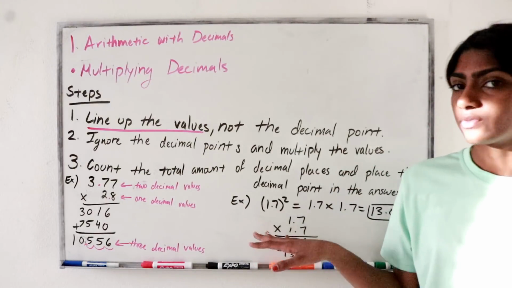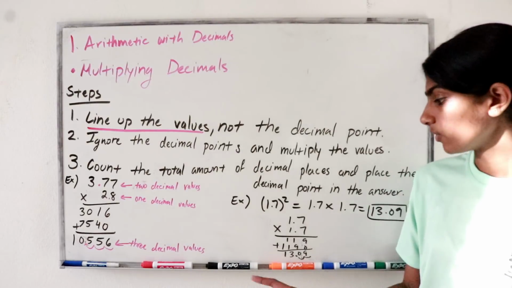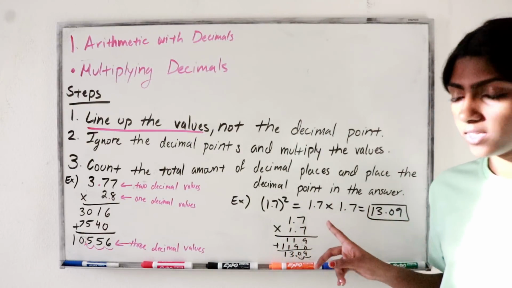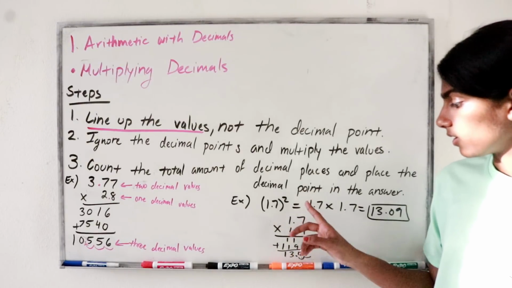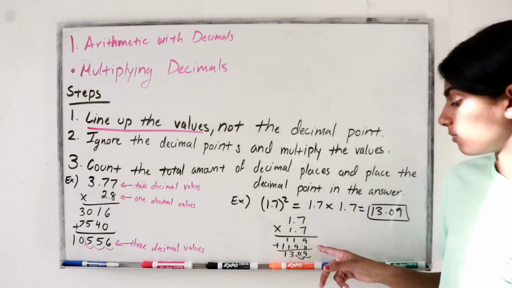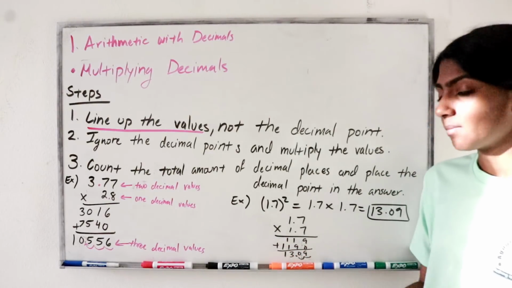And the same thing applies for exponents. For an exponent, for example, 1.7 squared, you're just multiplying 1.7 by 1.7. And then you just apply the same rules: multiply them top to bottom, align the values, not the decimal points, and then move the decimal point by the total amount of decimal places that you're multiplying by.